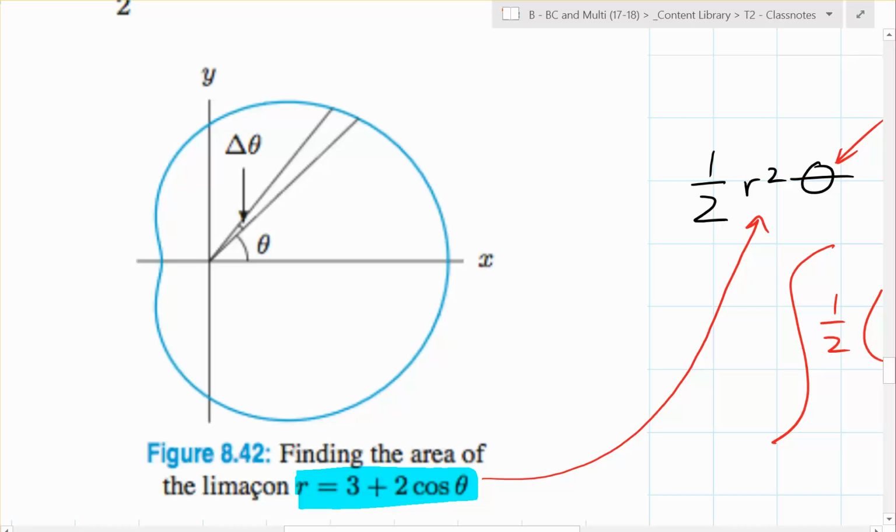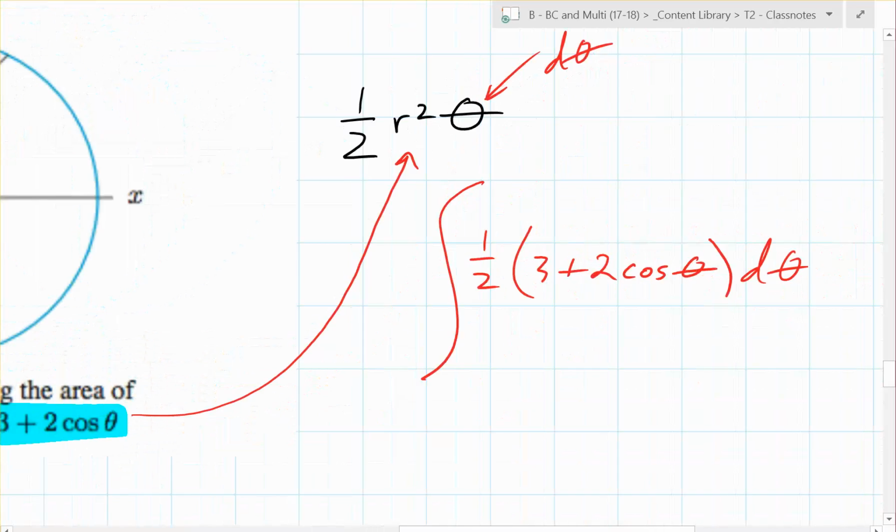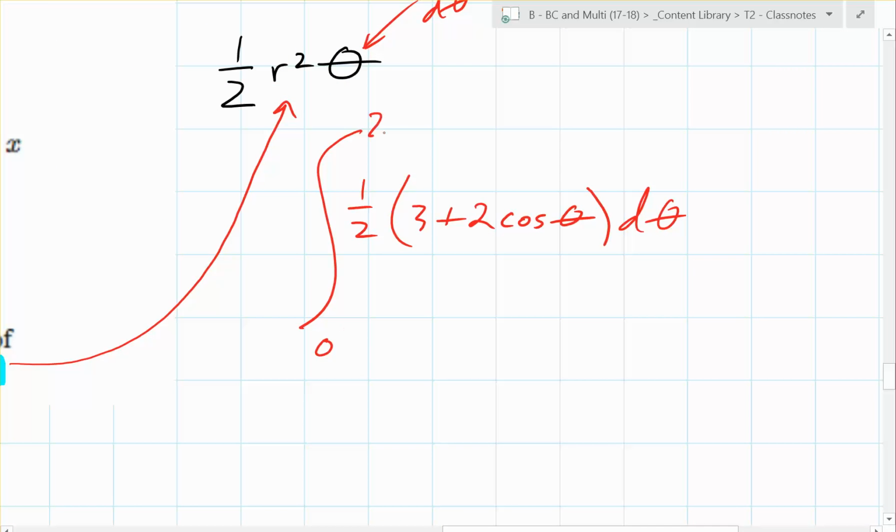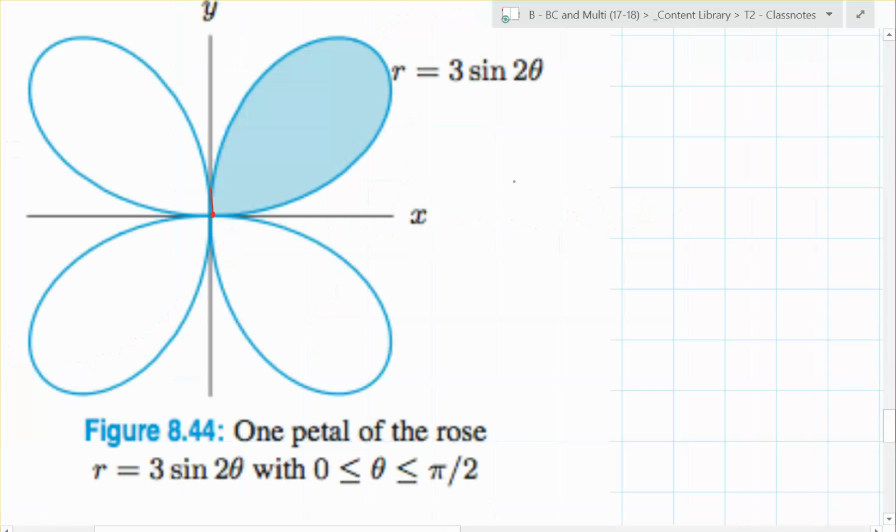So we should integrate from what to what right here? 0 to 2 pi. So one thing that's really important for this one, it would be the integral from what to what. And there's a really nice hint there. What is it the integral from and to? 0 to what? Pi over 2 of 1/2 (3 plus 2 cosine theta) squared d theta. Exactly. Right there.